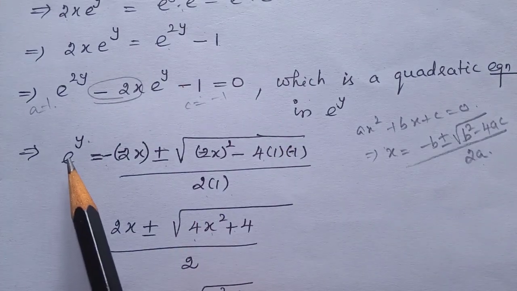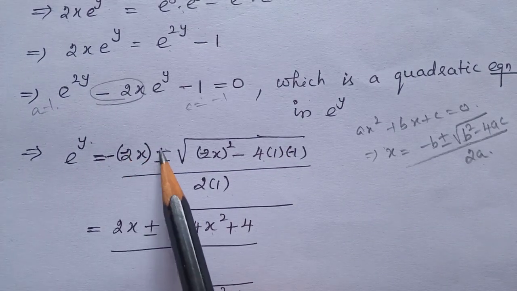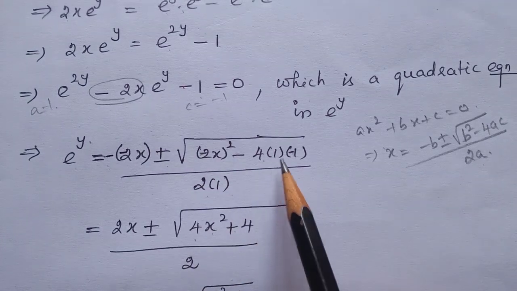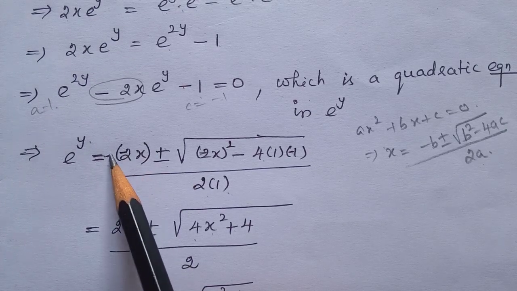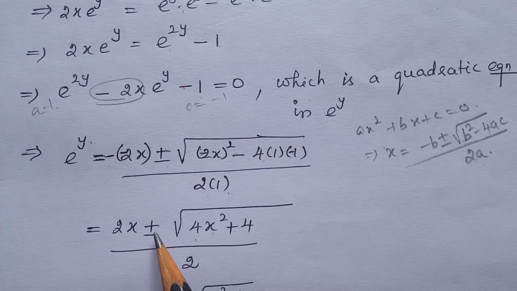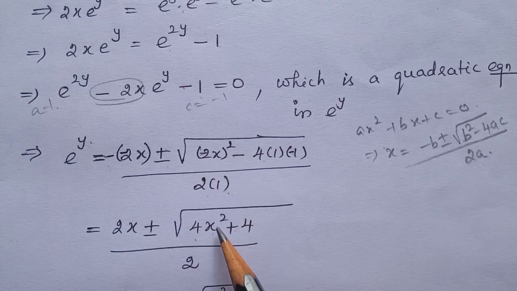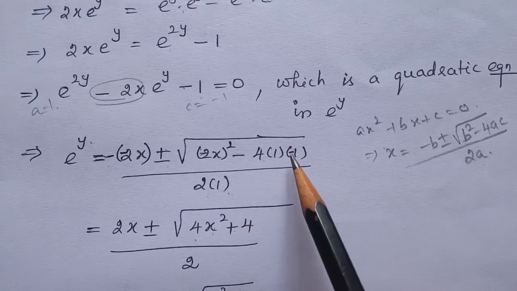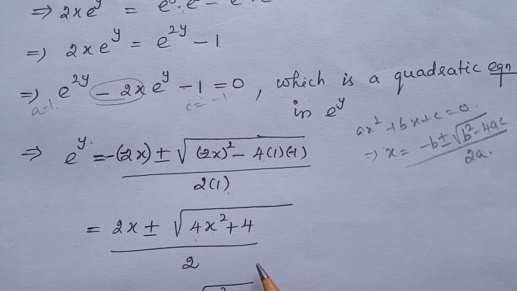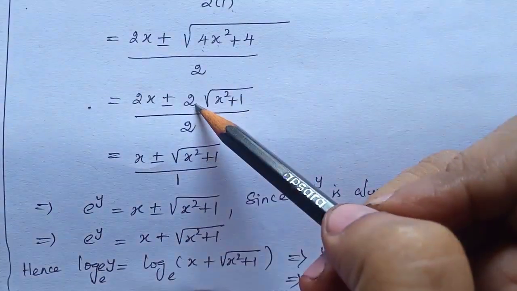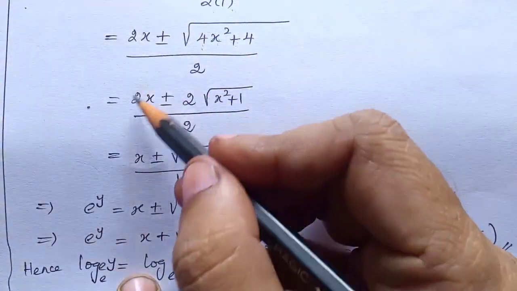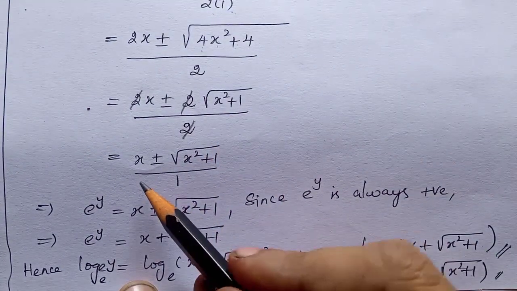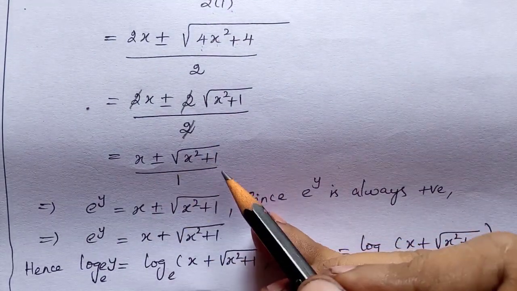So the solution e power y equals minus b plus or minus root of b square minus 4ac divided by 2a. Here minus into minus gives plus, so that equals 2x plus or minus root of minus 2x the whole square, which is 4x square, plus 4, divided by 2. From the root we take 4 outside, which gives 2. So 2x plus or minus 2 into root of x square plus 1 divided by 2. Cancelling all the 2s, we get x plus or minus root of x square plus 1 divided by 1.